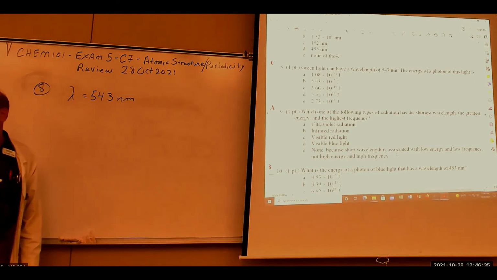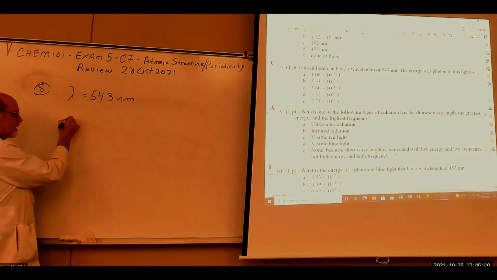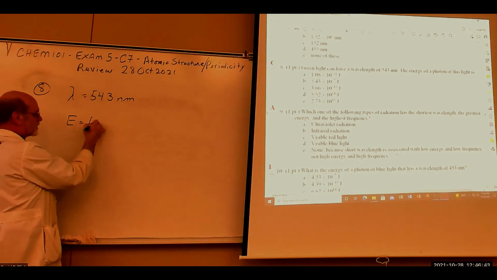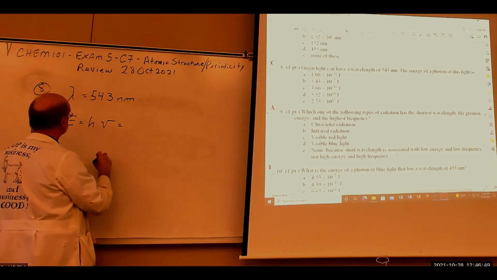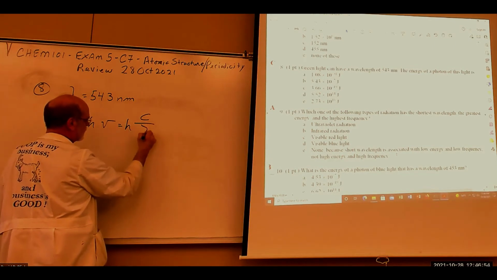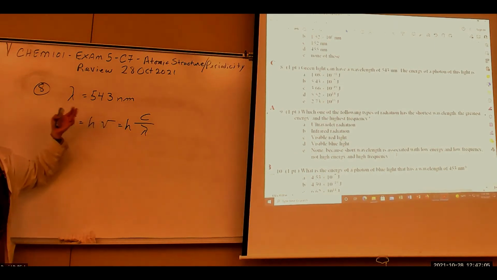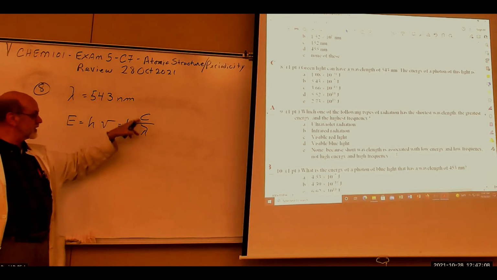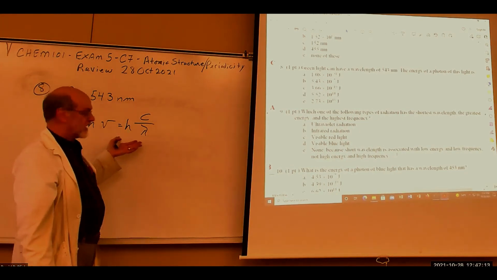What formula do I need? Planck's. Energy equals Planck's constant times frequency. Or if we use the conversion, Planck's constant times c divided by wavelength. Okay, I just took the equivalence of speed of light equals frequency times wavelength and just solved for frequency and plugged it in there. That way I only have to do one calculation.